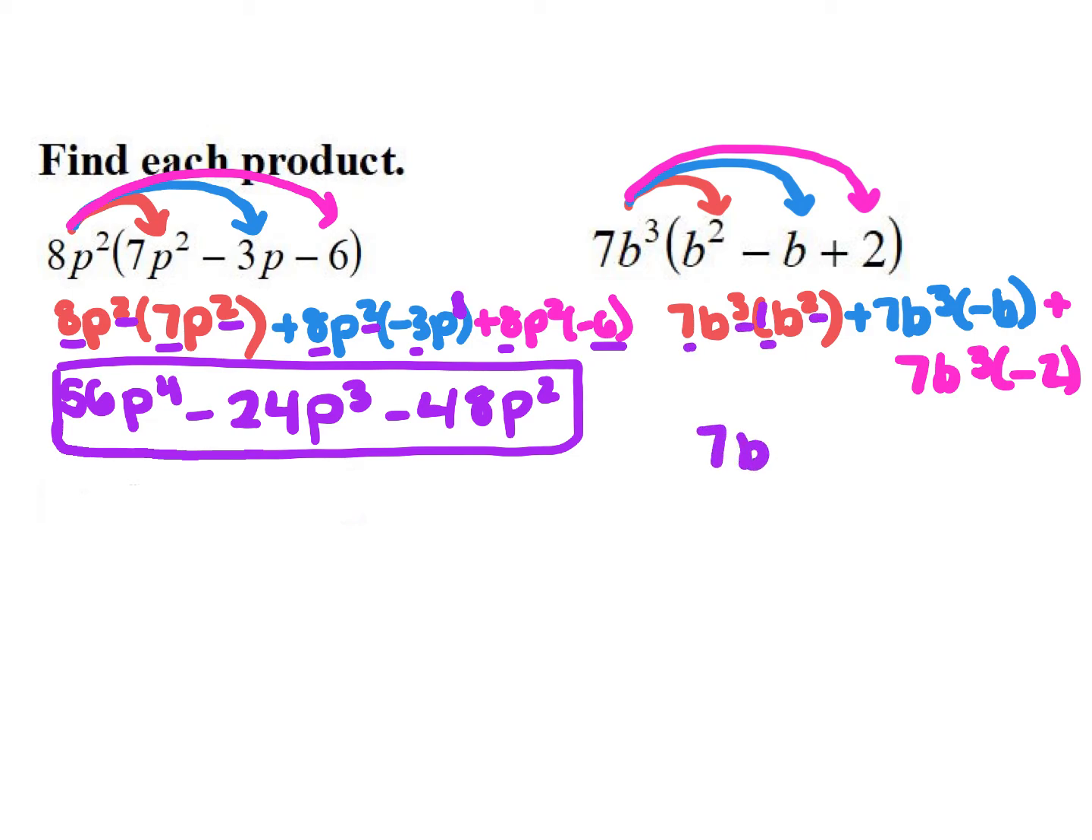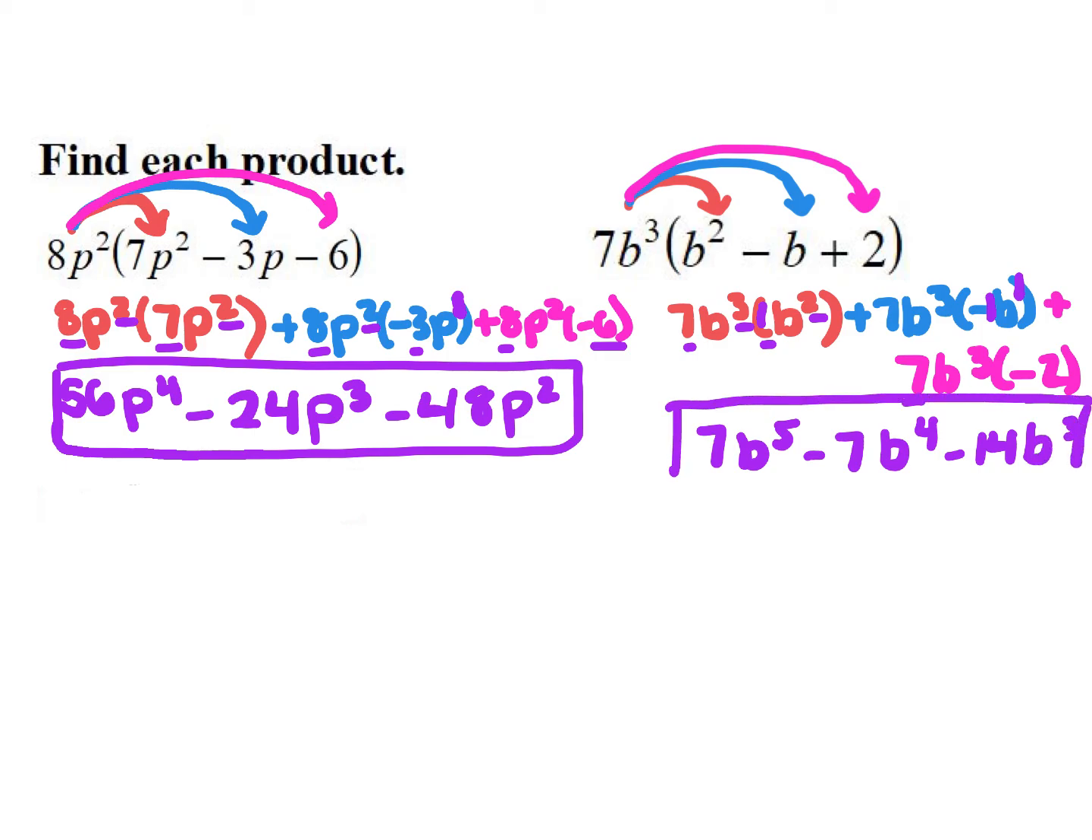Now when I multiply, this is really a 1, so 7 times 1 becomes 7, and 3b's and 2b's combine to be b to the fifth. Then we know this is really a negative 1, so 7 times 1 is negative 1, or negative 7. And b to the third and b to the first combined becomes b to the fourth. And then lastly, 7 and negative 2 multiplied to negative 14, and it's b to the third as your final answer.